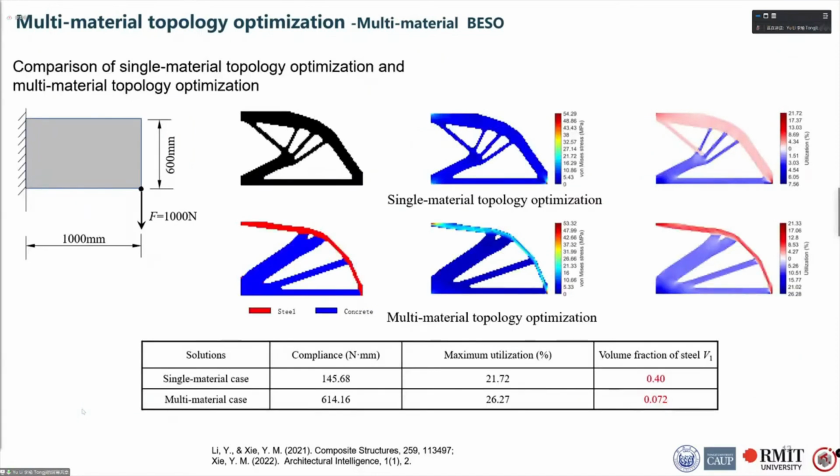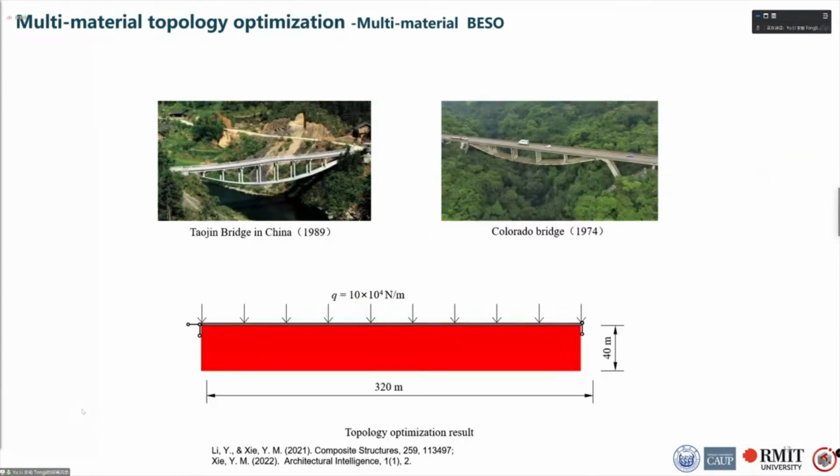So what are the advantages of multi-material topology optimization compared to single material topology optimization? Here, based on the same continuum, both single material and multi-material topology optimization are performed. In the single material topology optimization, the material needs to be both tensioned and compressed. In contrast, in the multi-material approach, two different materials, such as steel and concrete, are used for tension and compression, respectively. In this way, the multi-material approach can greatly reduce the amount of steel used. So, using the multi-material BESO method can generate efficient composite structures.